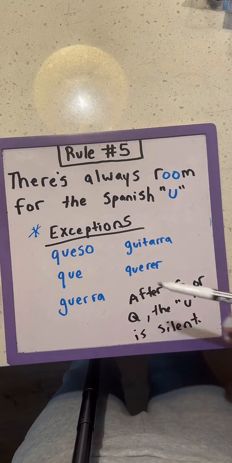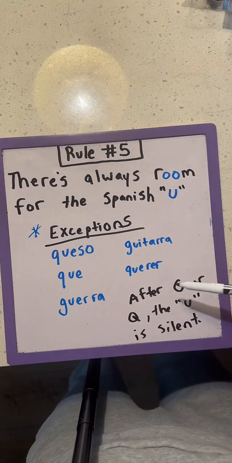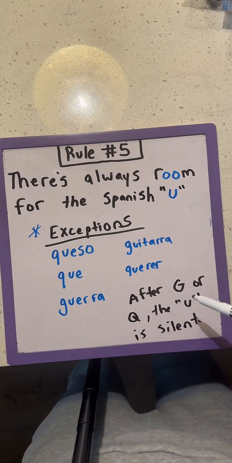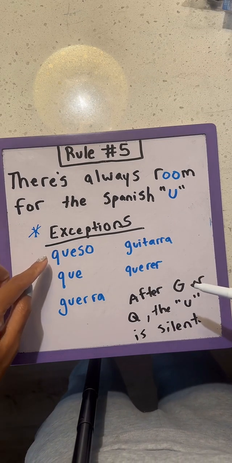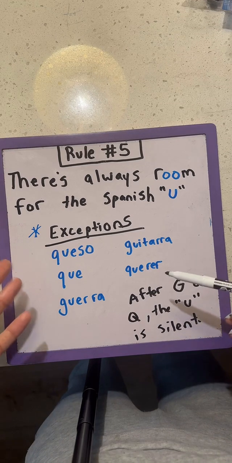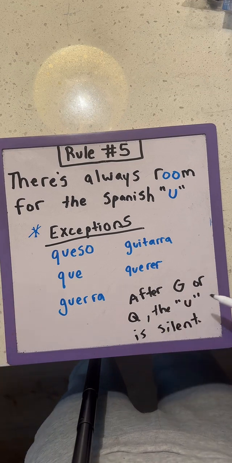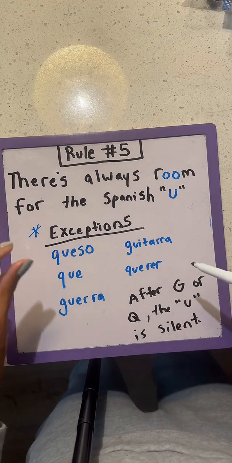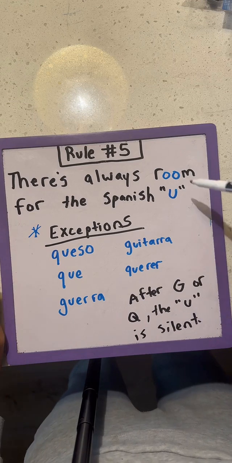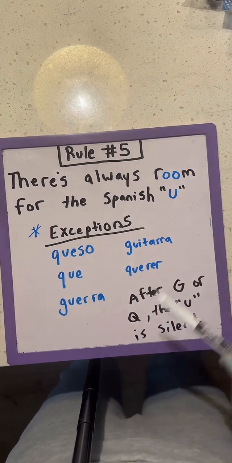So in these cases, the U would be silent, and it is after a G or a Q that the U is silent. So that's why when you look at words that have the letter U in them and you don't hear it, it's because it's silent. And why is it silent? Because typically after a G or a Q, the U is silent. So like I said, these are just special exceptions. 90% of the time, it will follow this rule, but there's just a few exceptions for it.